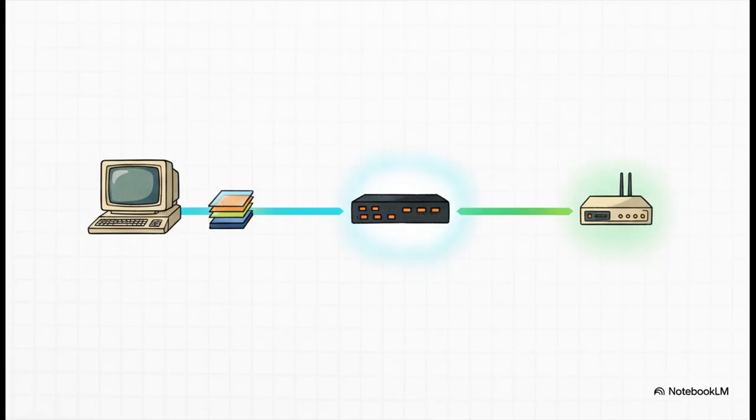Okay, let's put it all together and trace that first step. Our data, all nicely wrapped up in a frame, leaves our computer. First, it hits a switch on our local network. The switch looks at the MAC address inside and says, aha, this needs to go to the router. So it forwards the frame right along to that next stop.